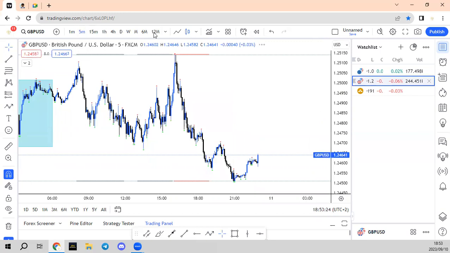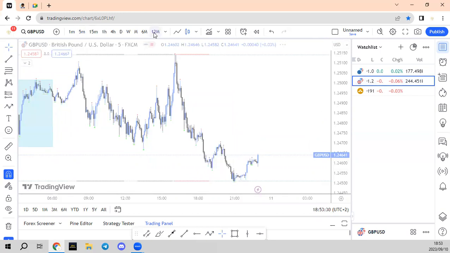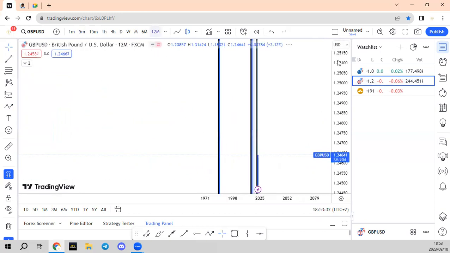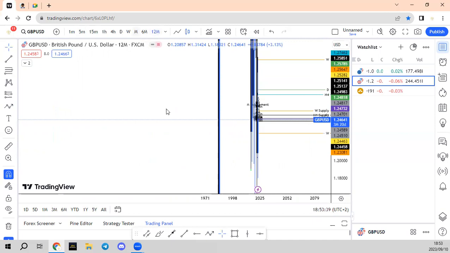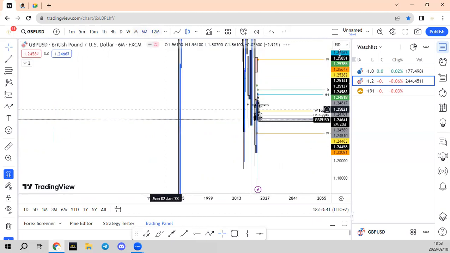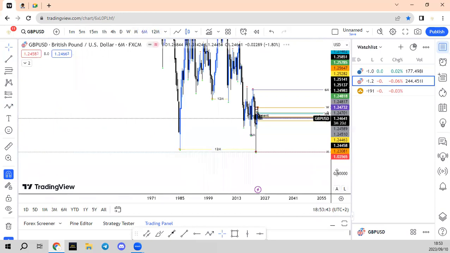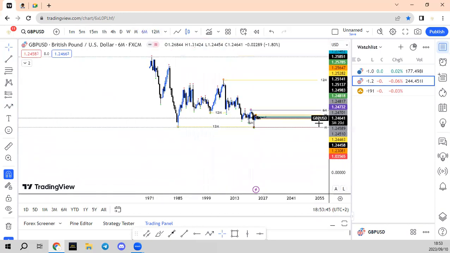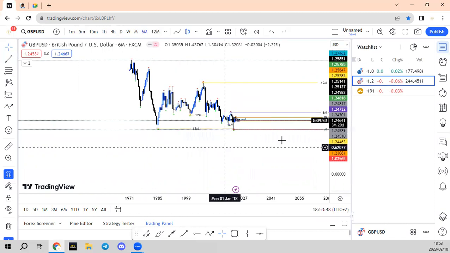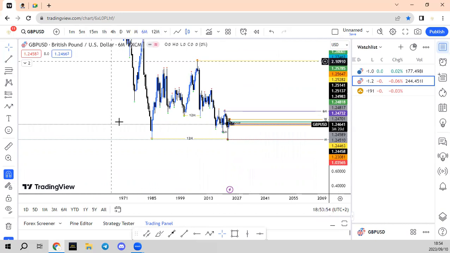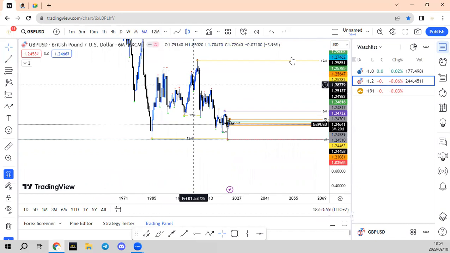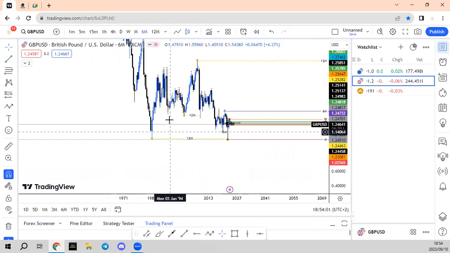Start again with 12 months. Start with a range. Okay, we have a bearish range also here. Remember, on Euro USD the 12 months range was bullish, but here on GU it is bearish.